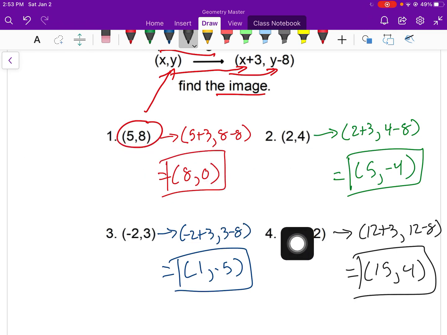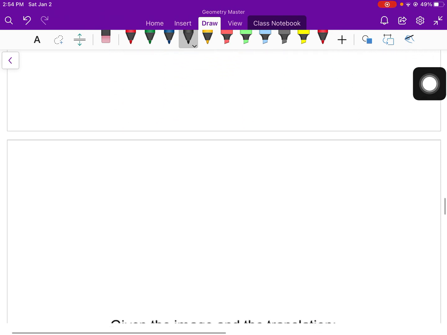So if these 4 points represented the 4 corners of a quadrilateral, we move them all 3 units to the right and then 8 units down. That's what this x plus 3 says. We move 3 to the right, and y minus 8, move 8 units down.